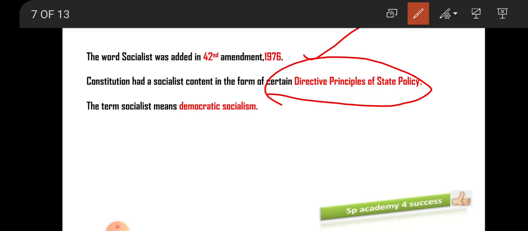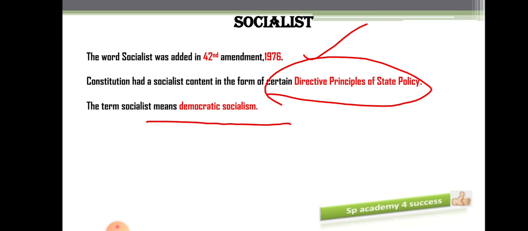And the term socialist means democratic socialism. Right? What do you mean by socialist? It means democratic socialism. Now the next question that arises is, what do you mean by democratic socialism? What is the meaning of democratic socialism?